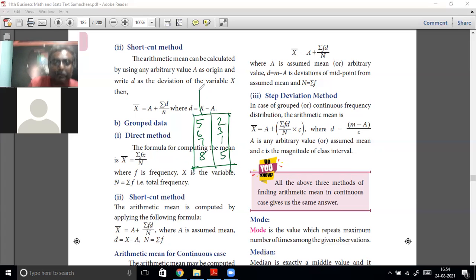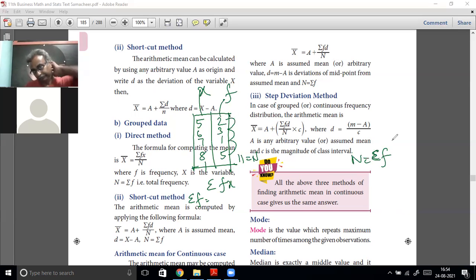This is the value of x, this is the value of the frequency. Okay, so mean is sigma fx divided by n, where n is equal to sigma f. So frequency is 2 plus 3 is 5, 5 plus 1 is 6, 6 plus 5 is 11. So n is equal to 11. N is always nothing but sigma f. So n is 11.